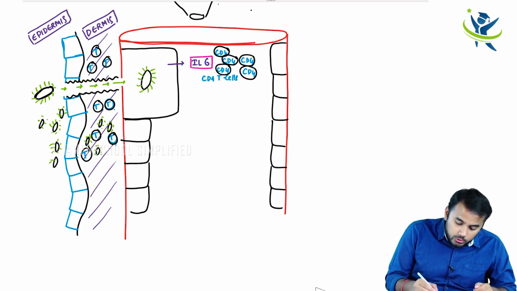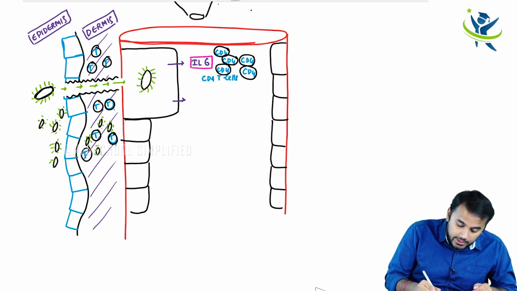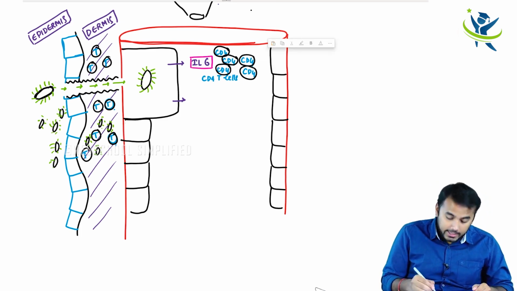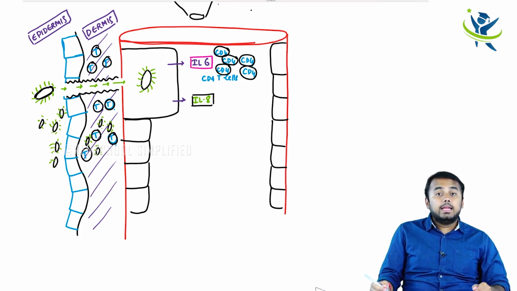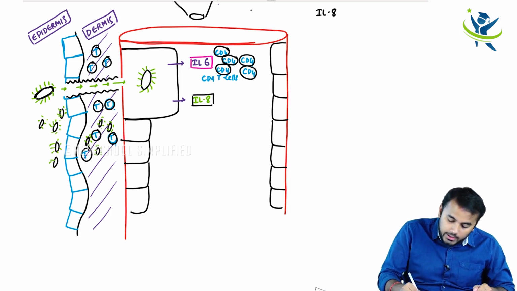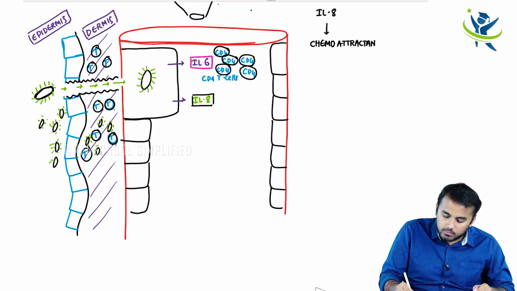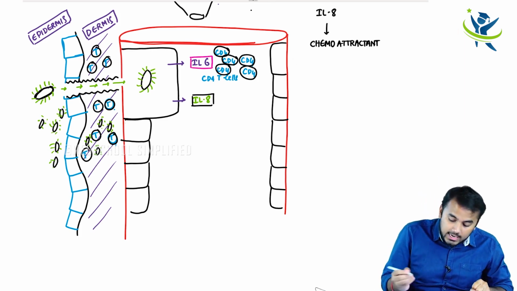Second thing, I already told you that this endothelial cell has got activated right now, right? So it releases not only interleukin 6, but it also releases interleukin 8. Can anyone tell what is the importance of interleukin 8? Interleukin 8 is a chemoattractant molecule. Chemoattractant molecule in the sense it attracts, what cells does it attract?